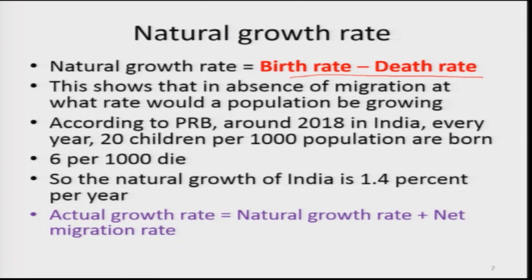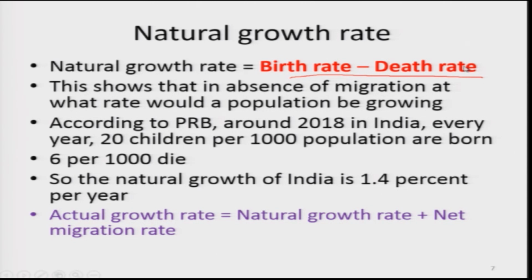This shows that in absence of migration, population changes because of births, because of deaths, and because of migration. Now, this natural growth rate would show that in absence of migration, at what rate a population would be growing, because demographers are more interested. They are interested in everything, but they are more interested in fertility and mortality for policy reasons.